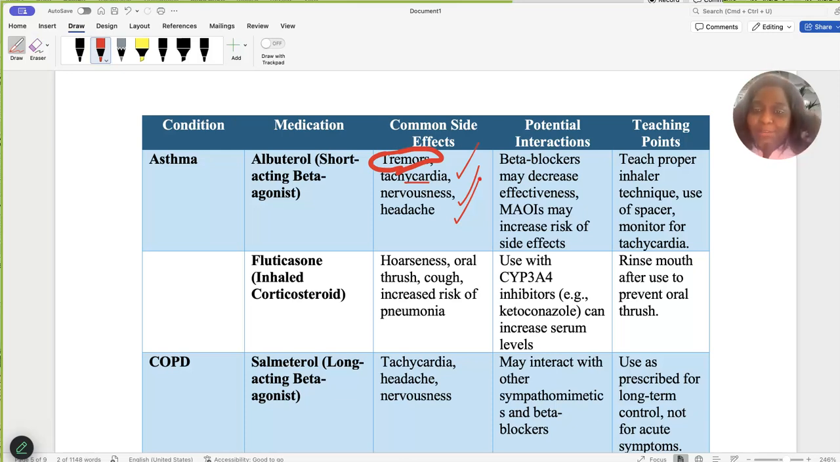What is the potential interaction then? Beta blockers. What does that mean? First of all, beta blockers may decrease the effectiveness of the drug and may increase the risk of side effects. That's not the only thing. Whenever we have asthma, a beta blocker can also cause what? Bronchospasm.